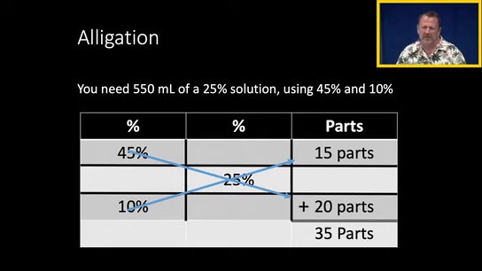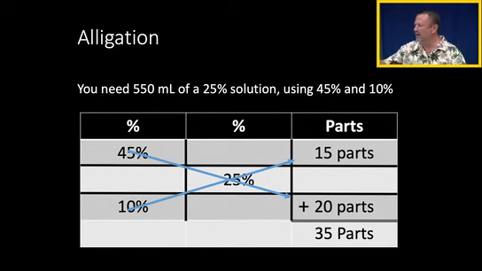If we take the 25 minus the 10, that gives us 15 parts of the 45%. And if we take the 45 minus the 25, that gives us 20 parts of the 10% solution. And if we add 15 parts of 45% and 20 parts of 10%, that'll give us 35 parts, just like mixing juice. 1 part of this and 5 parts of that. And so this is really simple when we're mixing juice. However, getting juice to work out when we have 2 different concentrations requires a little bit of tic-tac-toe.